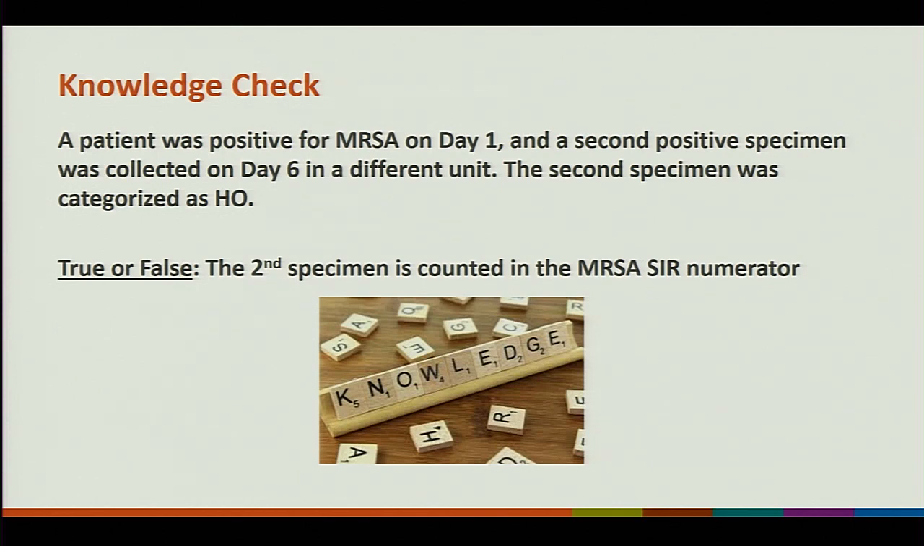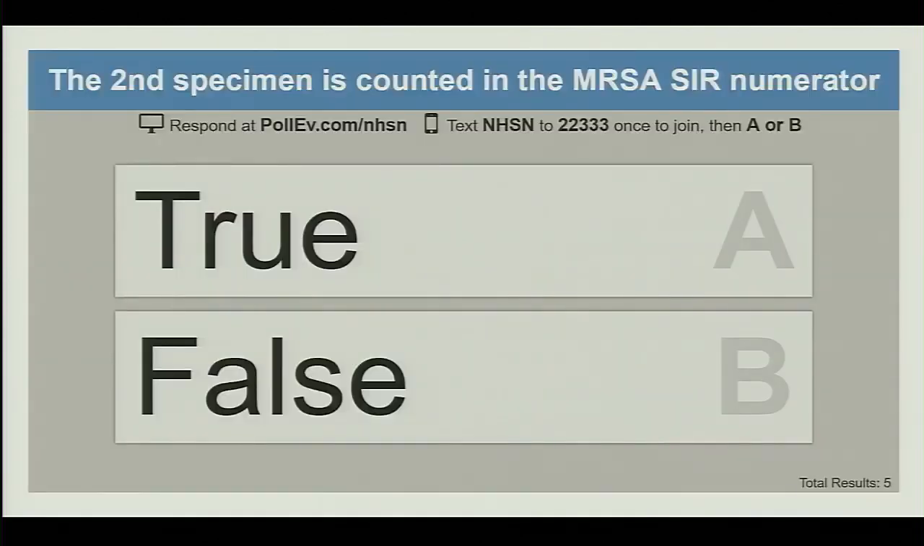But let's use this scenario for a quick knowledge check. Same scenario. A patient was positive for MRSA on day 1. A second positive specimen was collected on day 6. And so this specimen is classified as HO. So true or false, the second specimen is counted in the MRSA SIR numerator. So text A if the answer is true, and B if the answer is false.